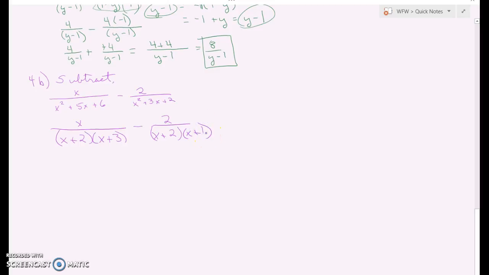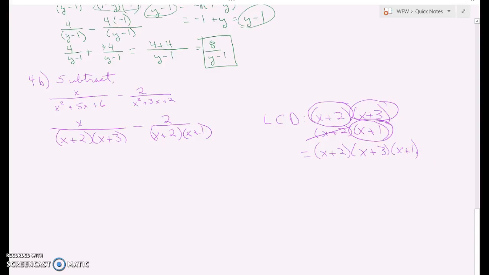Okay, now we have the same denominators, but this time they're factored. We need to make those denominators identical, so we have to find the least common denominator. Let's write down our two different denominators. The first one is x plus 2 times x plus 3, and the second one is x plus 2 times x plus 1. Okay, are there any binomials that are identical? And the answer is yes. x plus 2 shows up in both denominators, so let's cancel out the other one. For the others, they're both unique, so we circle them, and our least common denominator equals the product of all of our circled binomials.